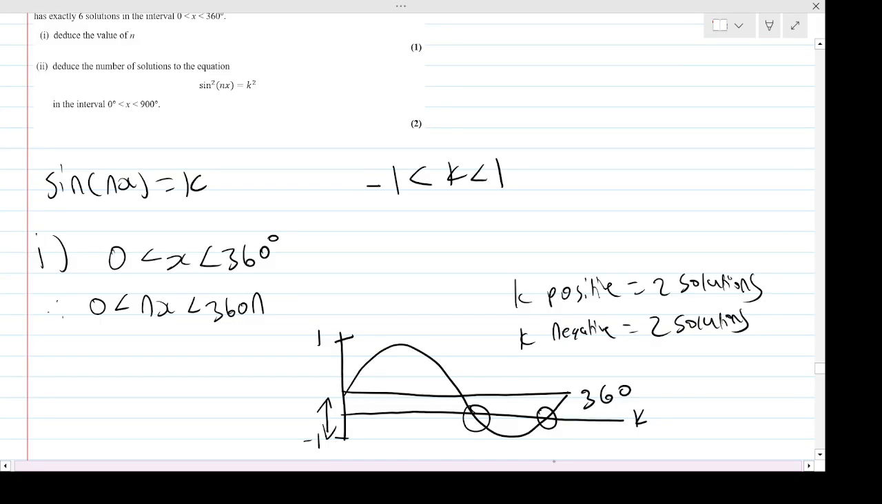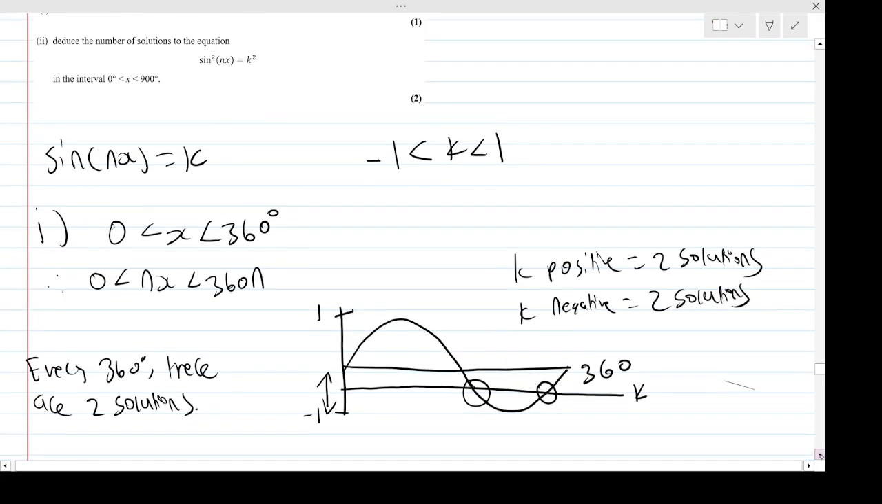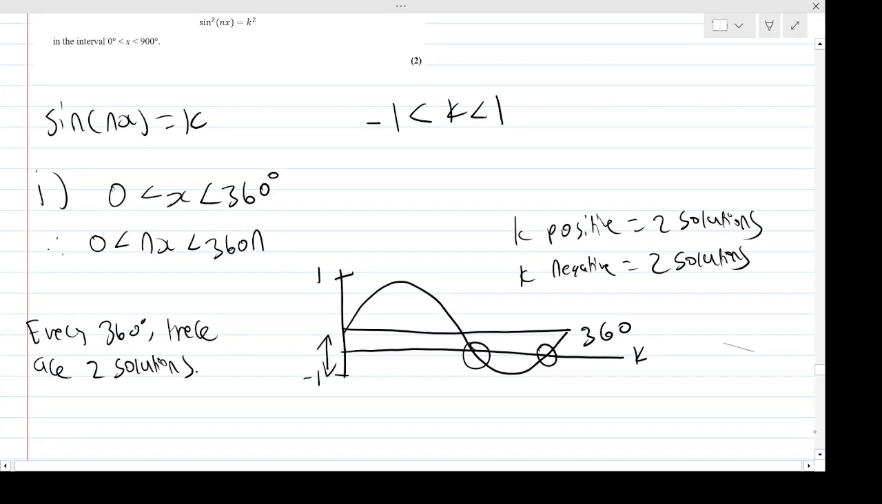Which means that overall, in every 360 degrees, there are two solutions to the equation. As we can see here, if k is positive or negative, there are always two intersections. So that's the first 360 degrees, and we've seen there are always two solutions, no matter what sine k is. Okay, so there are always two solutions, but our solutions need to be between 0 and 360n.